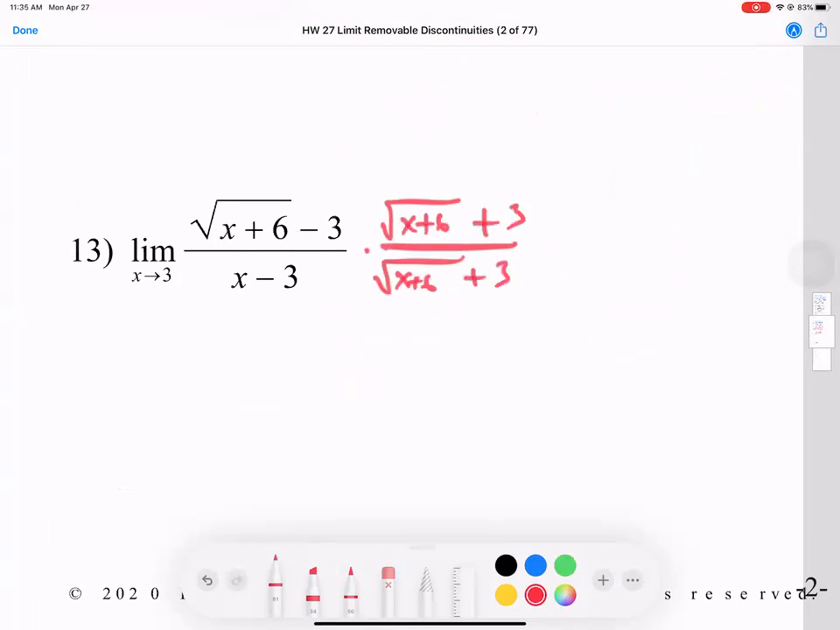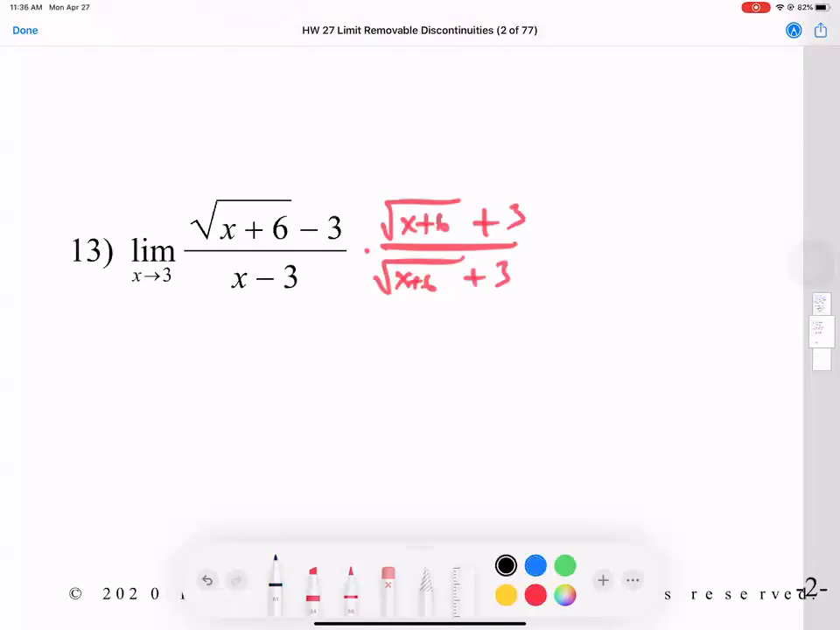Now, why do we have to do this? Well, like normal, you should plug in the x, and then if I plug in 3 here, 3 plus 6 is 9. The square root of 9 is 3. 3 minus 3 is 0. And on the bottom denominator, 3 minus 3 is 0. We end up with 0 over 0 again. 0 over 0. Oh, my friend. So the rule here is to multiply by the conjugate. So we multiply by the conjugate.